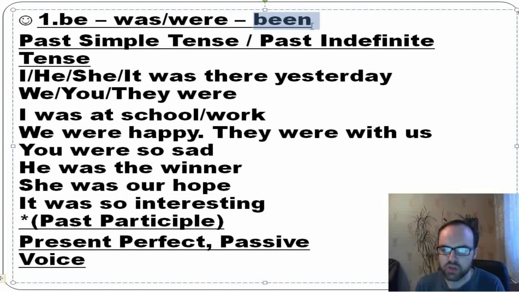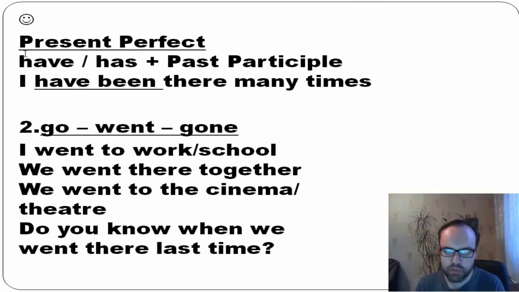You know that we call the third form past participle, so we often use it with present perfect and passive voice. Okay, so present perfect, how do we form this tense? If you like this idea, we can make a playlist on tenses. You just need to tell me about that.